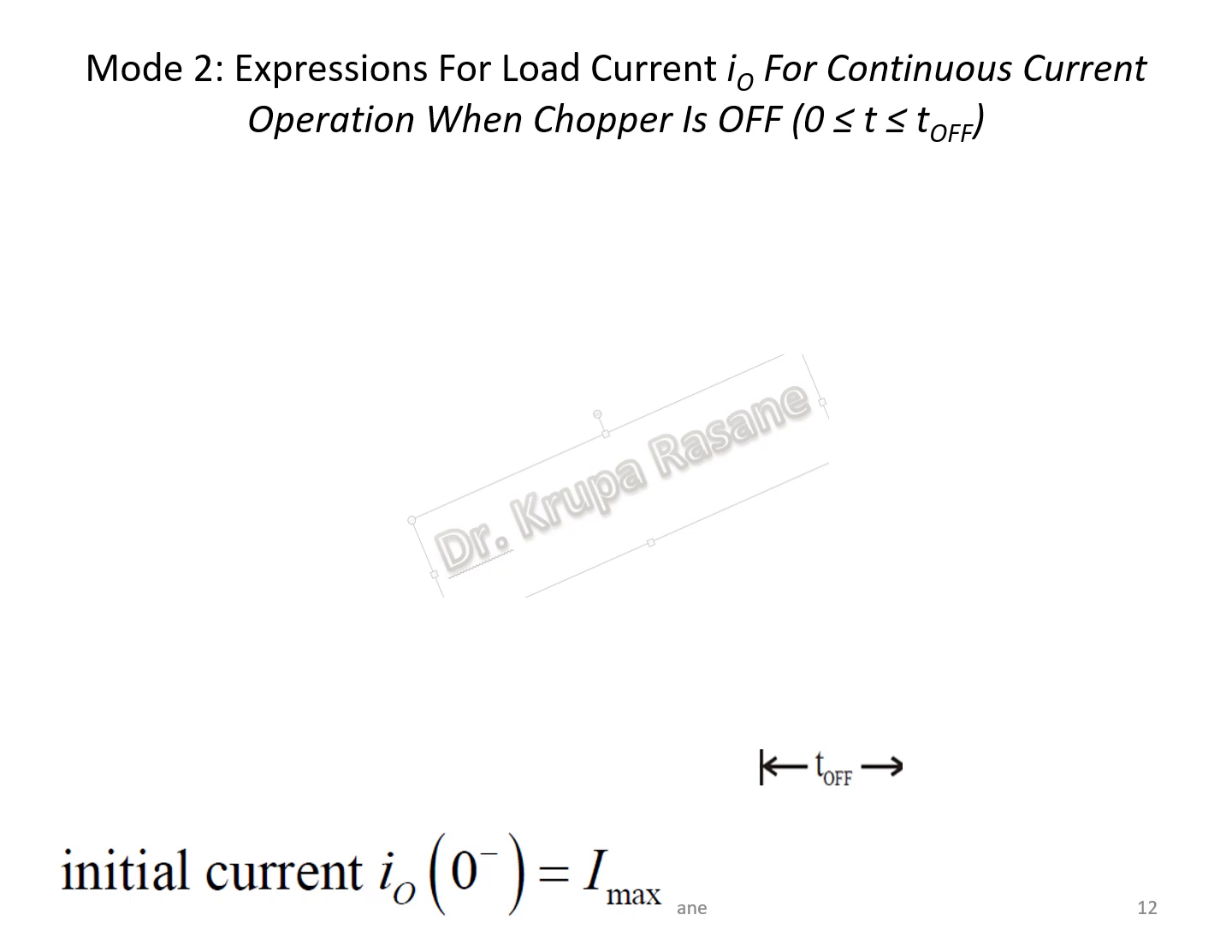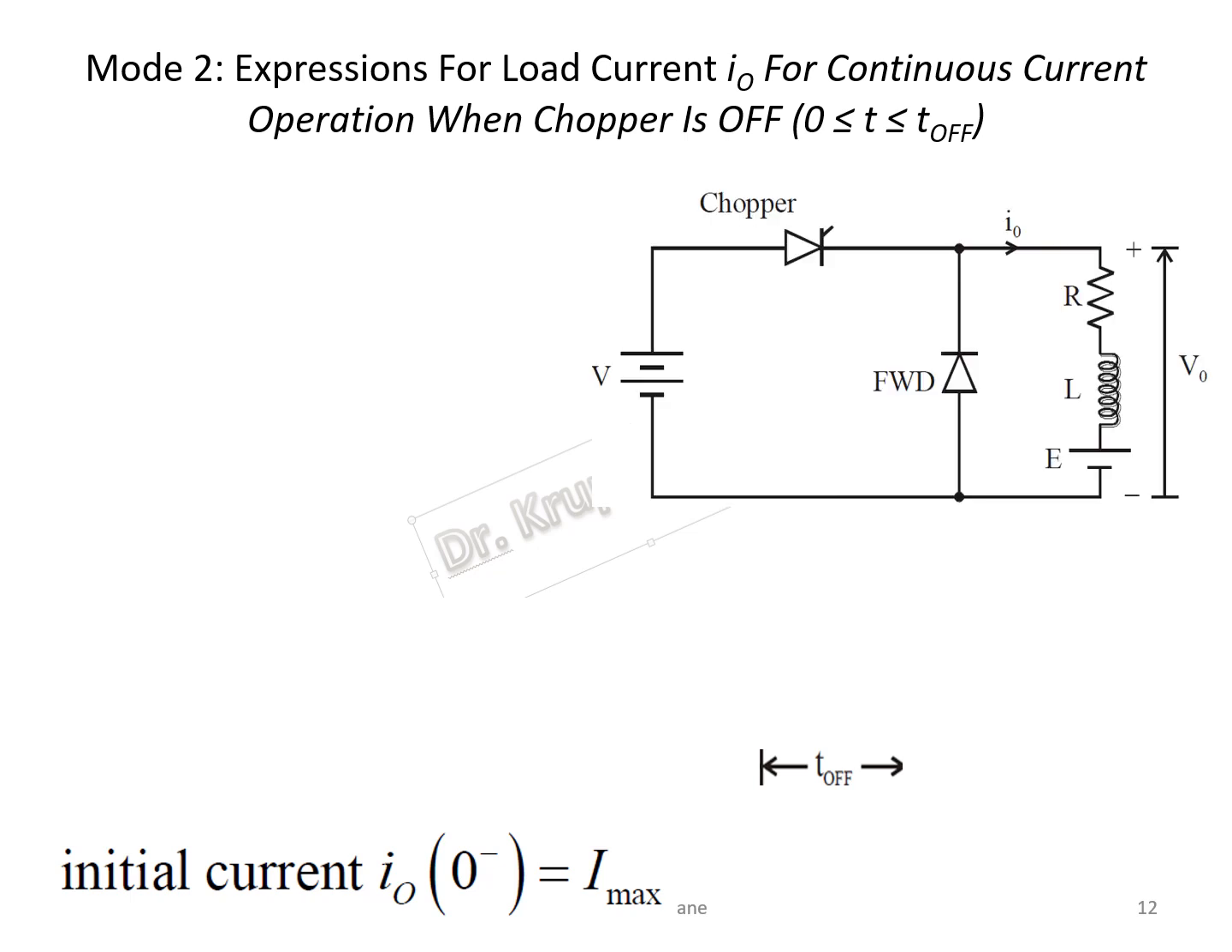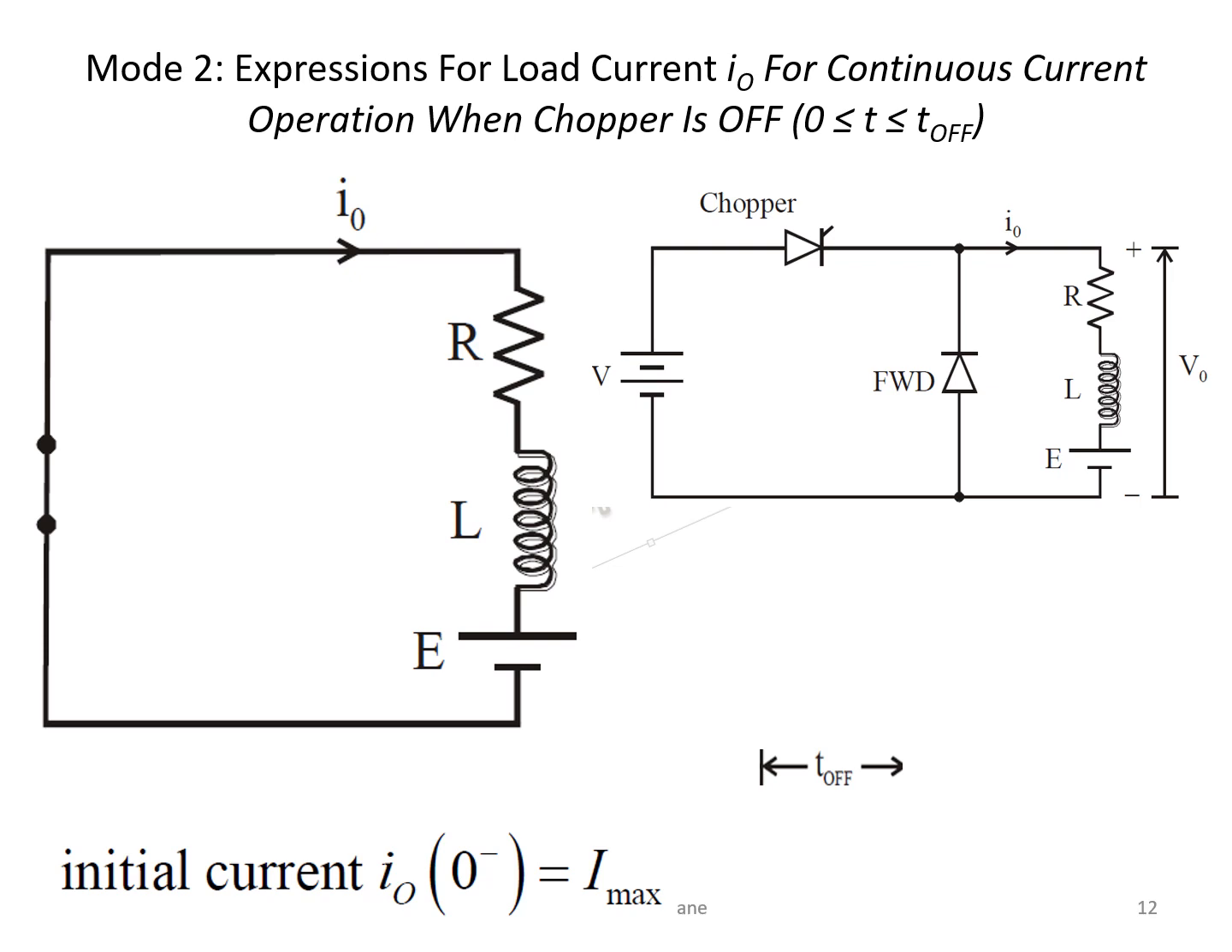So now coming to the expression for the load current I naught for continuous conduction mode 2. Let us see, this is the period when t is from 0 to T off. This is the time when your chopper is said to be off and the freewheeling diode comes into the picture. So the equivalent circuit will look like this. This is the freewheeling diode which has closed, and the chopper has turned off, so that circuit is not in the picture, and the current is freewheeling through the load and the FWD. So this is the expression.